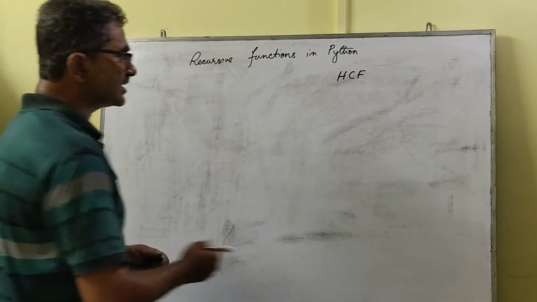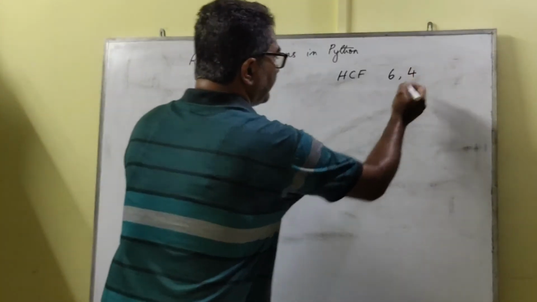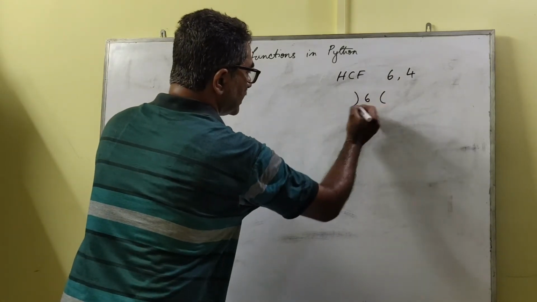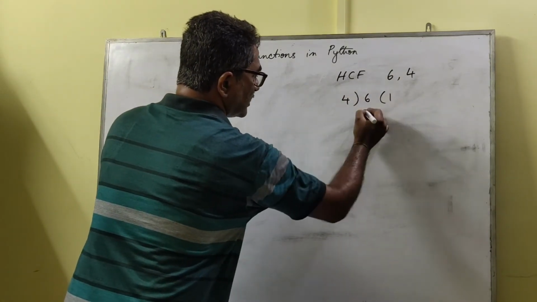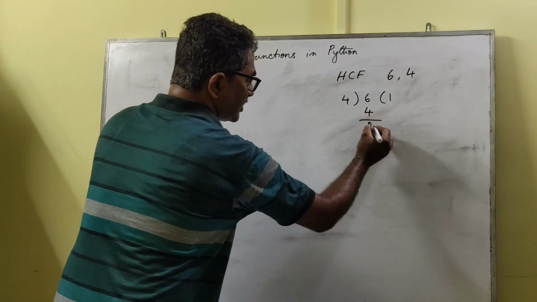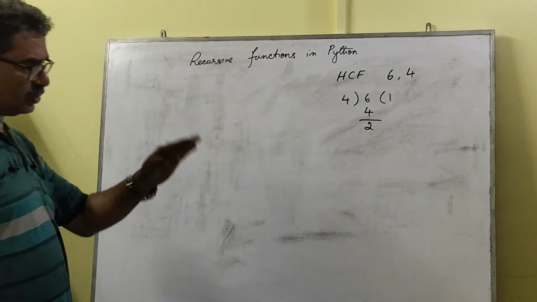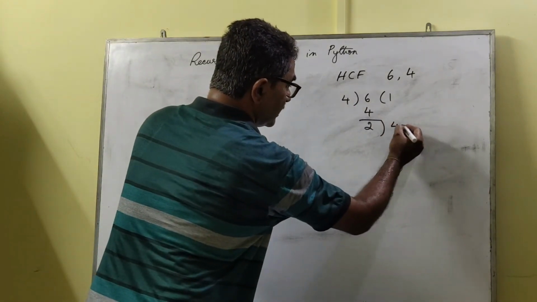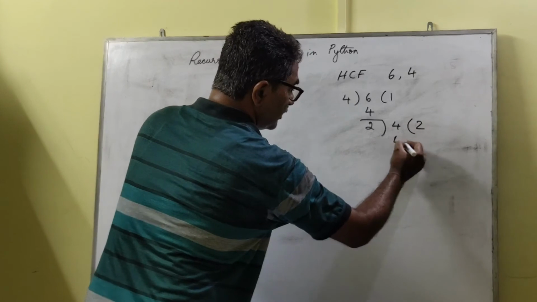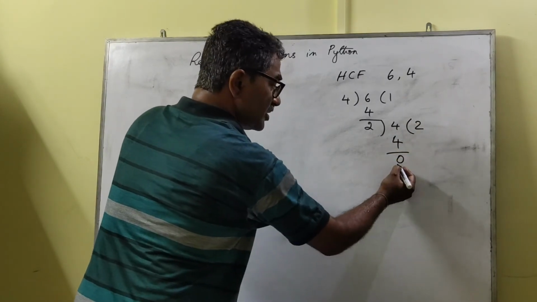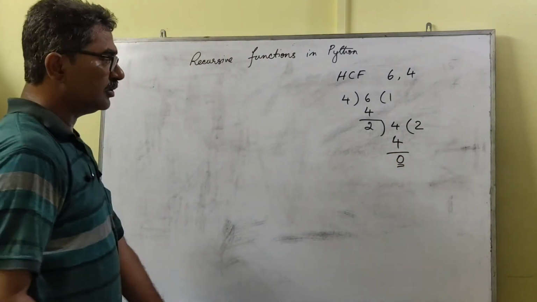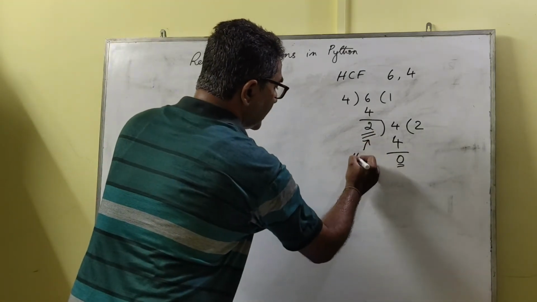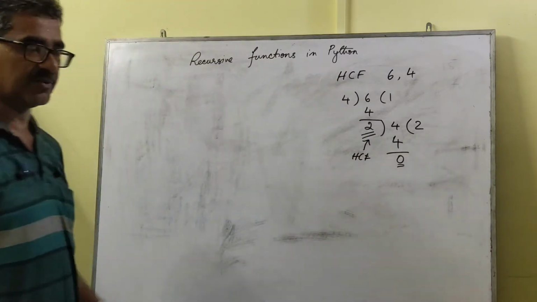Suppose we have two numbers 6 and 4. How do we find the HCF? So what we do is we start dividing the larger number by the smaller number. So 4 ones are 4. The remainder happens to be 2. So since the remainder is 2, we carry on dividing. So the previous denominator becomes the numerator. So 2 2s are 4. The remainder happens to be 0. So since we got the remainder as 0, the last denominator or the divisor happens to be the HCF. So the HCF of 6 and 4 is 2.